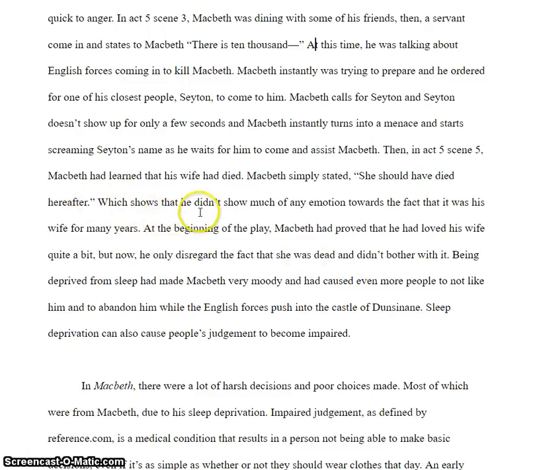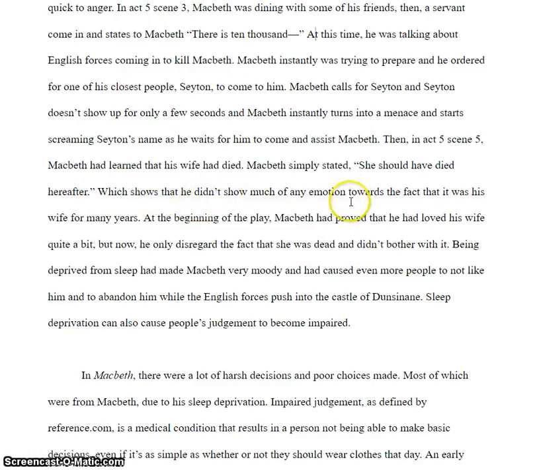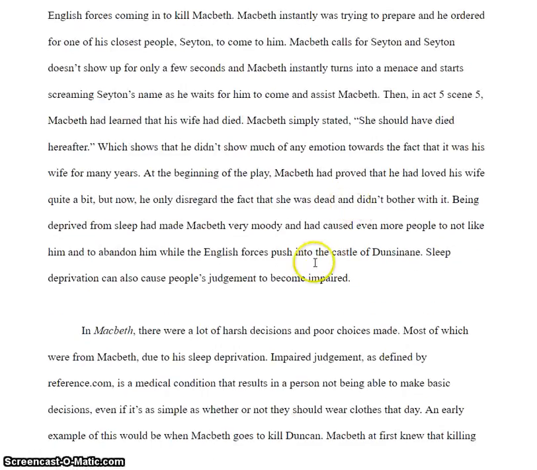This is a fragment sentence, so you need to fix that. But now, no comma. He only disregarded the fact that she was dead and didn't bother with it. Don't use very.